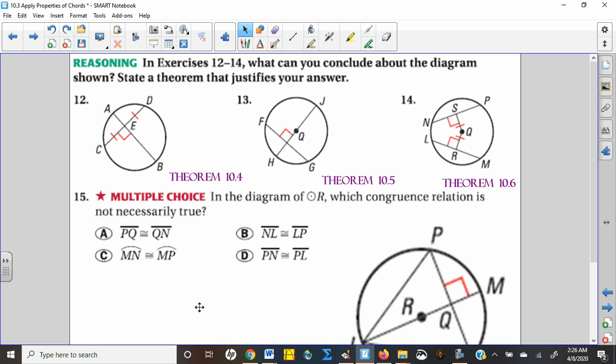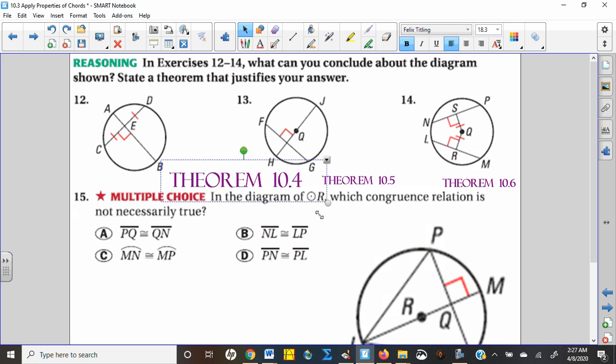12 through 14 wanted us to tell us what we knew about AB. Well, number 12 has AB as the perpendicular bisector of chord CD. And theorem 10.14 tells us that if one chord is a perpendicular bisector of another chord, then that first chord, in this case AB, is a diameter. So we could say AB is a diameter.